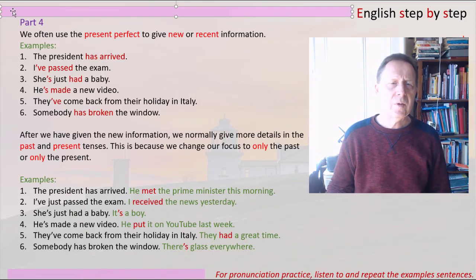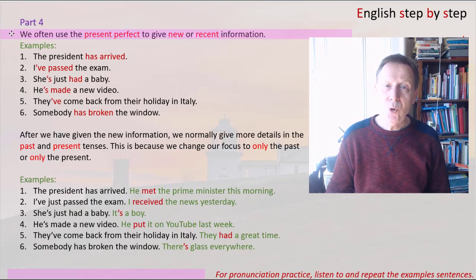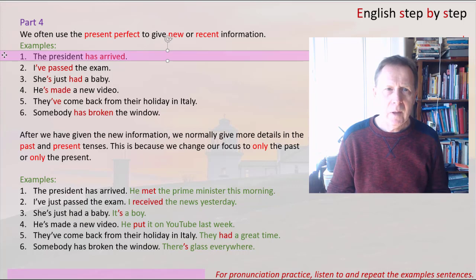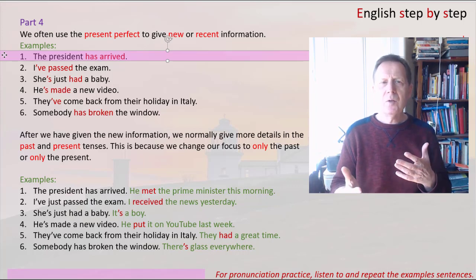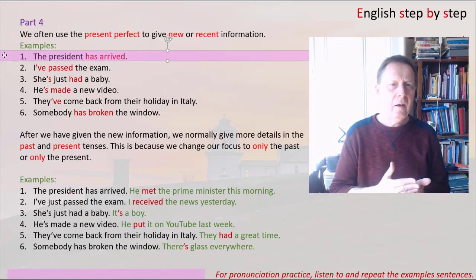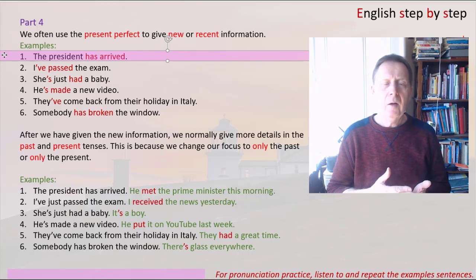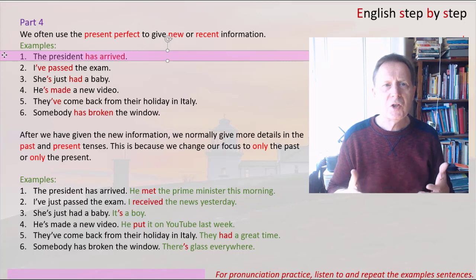We often use the present perfect to give new or recent information. For example, the president has arrived. Now, in this sentence, we have no information about when or where, no specific time, no specific place. It's just new information. The president has arrived.